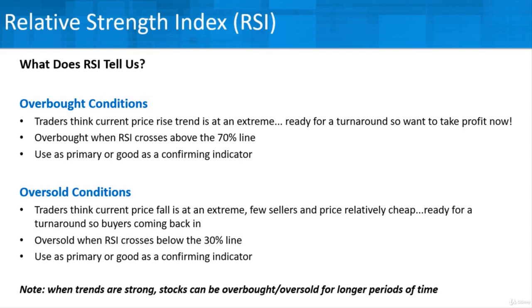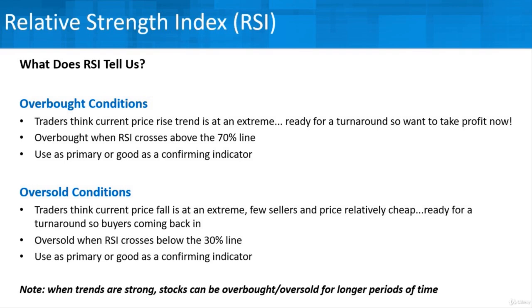So what RSI is really telling us is about overbought and oversold conditions. That's a big thing. If you think about an overbought condition, traders are thinking the current price rise trend is at an extreme, right? The prices have gone up to the top, and traders are starting to think it's settling down now. There might be fewer people coming in to buy. So we might be ready for a turnaround at any moment, where prices start falling. So we might want to take our profits now. We might be getting towards the peak. Again, it's hard to predict the actual peak and trough of a price, but the idea is you want to get as close as you can.